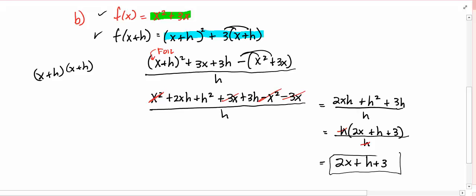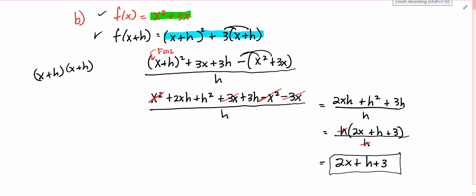It's basically a formula that if h continues to get smaller and smaller, in fact, if h were to disappear as it approaches 0, then my formula would be 2x plus 3 for the slope at any point on that quadratic. All right, I hope this was helpful. Thank you for watching.